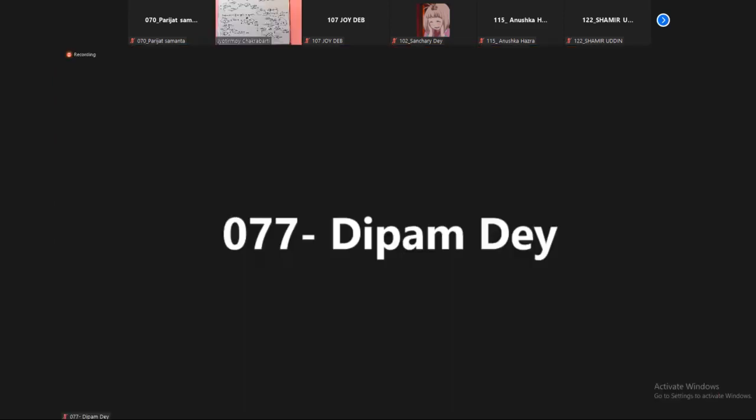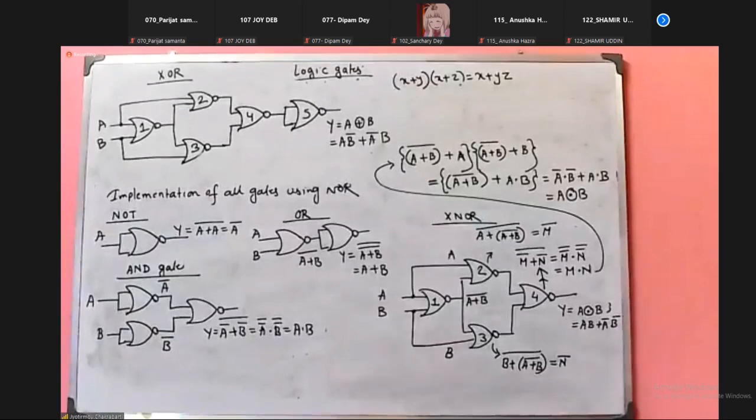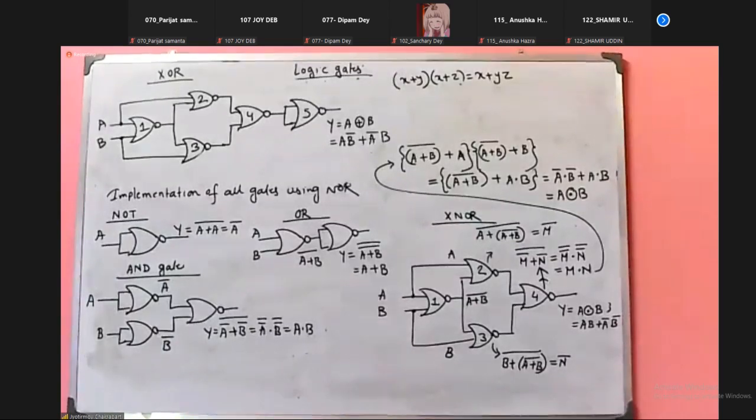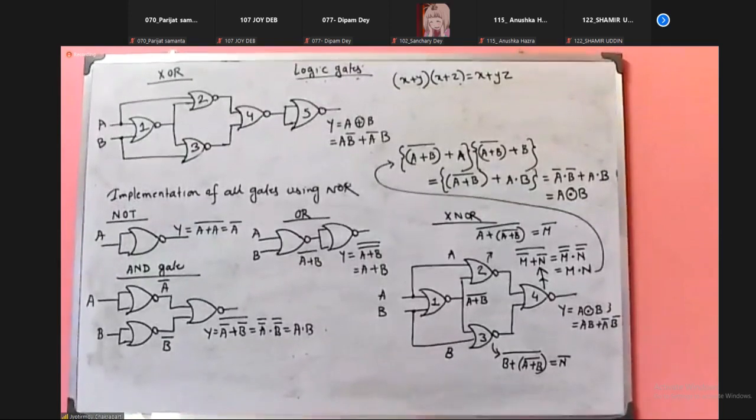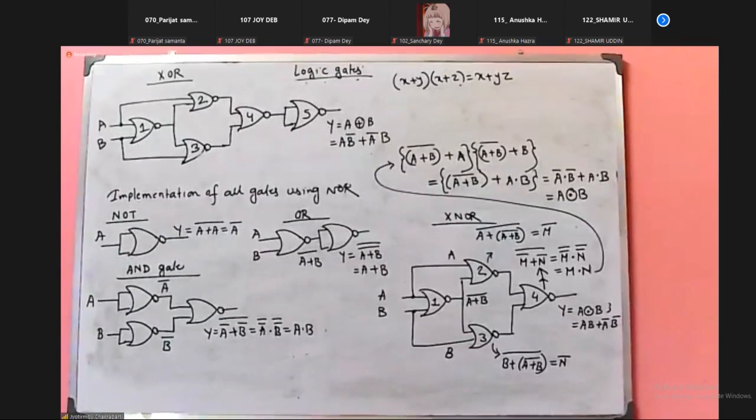Now two things are left. One is implementation of any circuit using NAND gate, or implementation of any expression using NOR gate. So that we will do. I don't know how much will be done today, whatever remains I will do tomorrow. But you have to keep these steps, these circuits in mind. If you practice, it can be implemented easily.